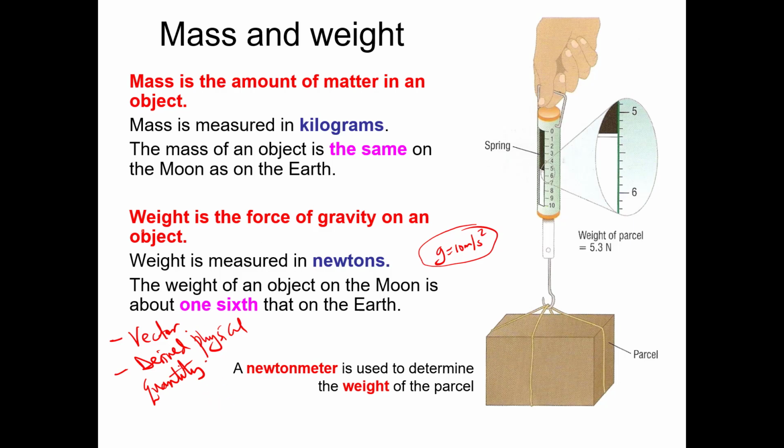So we have the following. One, weight is defined as the force of gravity on an object. Two, it is measured in newtons. Three, it is a vector quantity. Four, it is a derived physical quantity. And five, it is measured by using a spring balance or a newton meter.